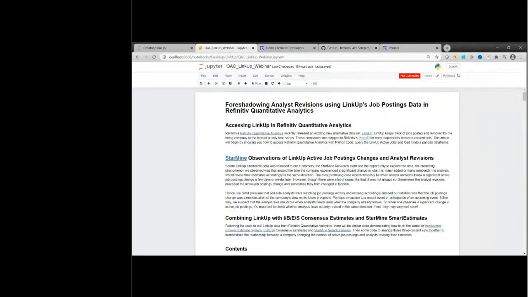So anyway, I'm going to be talking about the LinkUp content set, a new content set in our Refinitiv Quantitative Analytics database, previously known as QA Direct, for those of you who have been using it for a while. I'm going to show basically how to access the data, what the data looks like, talk a little bit about it, then pull in some other data sets, and show how there might be an interesting relationship between job postings and analyst revisions. Then we'll get into some research we did at StarMine about how to really quantify this into a signal that you might want to follow if you get tired of looking at charts.